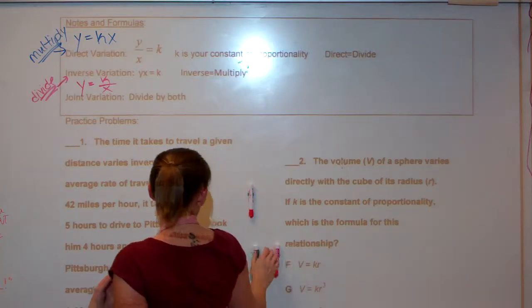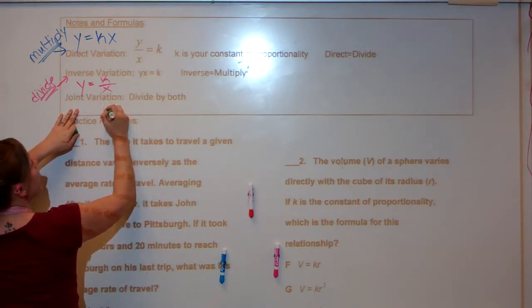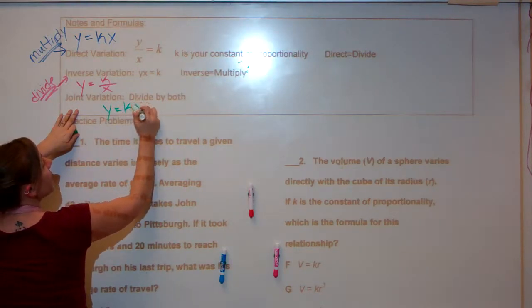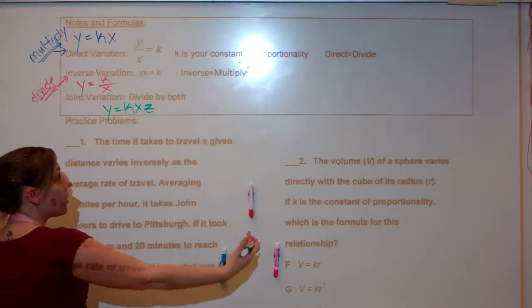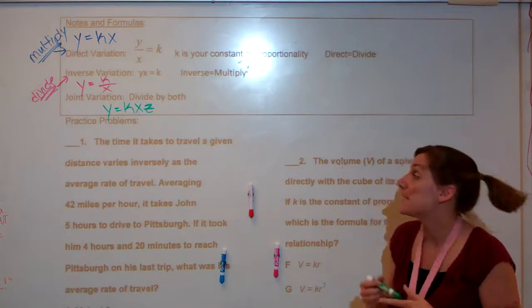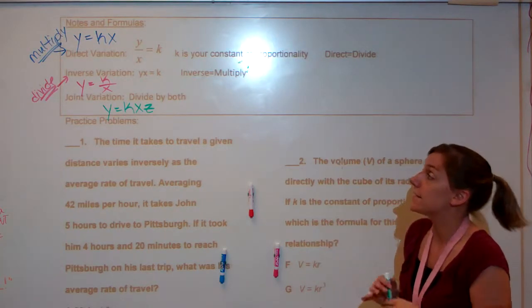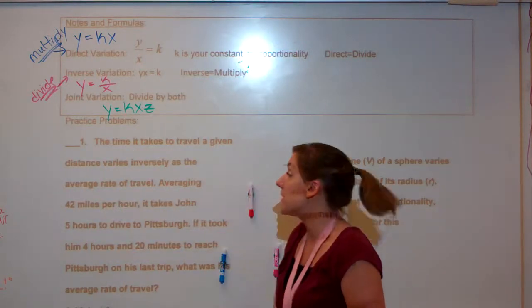And then joint meant that we did both. Meant that we multiplied by many things. So instead of just k times x, a lot of times another term, another variable came in as z. So that's the setups that we used when we were translating these problems. So that's kind of what I want you to think of as you're reading these problems.